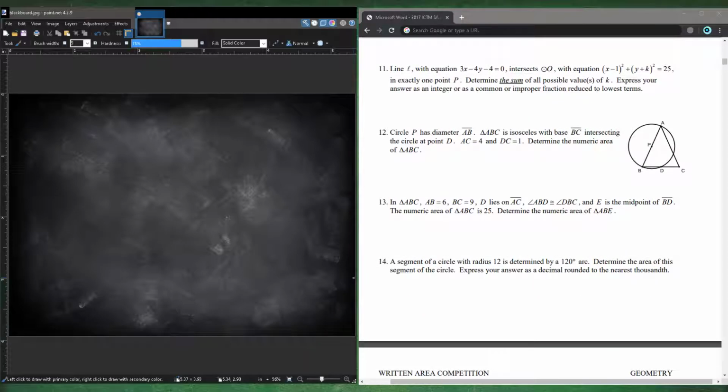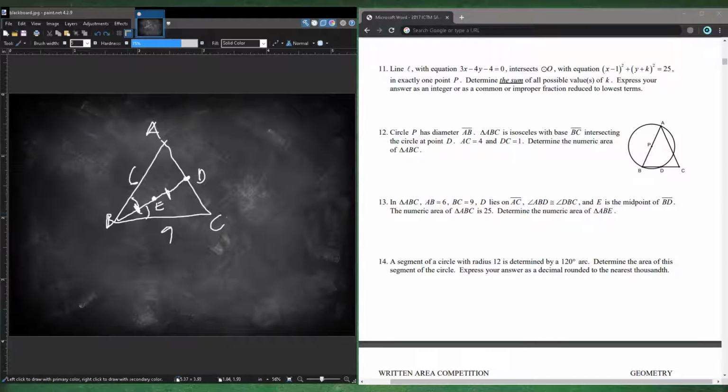Okay. Number 13. In triangle ABC, let's draw this out. A, B, C, where AB is 6 and BC is 9, and D lies on AC such that angle ABD and angle DBC are equal to each other, so these two are the same. And E is the midpoint of BD, so this length is equal to this length because that's the midpoint. The numerical area of ABC is 25. Determine the numerical area of ABE, so this is E. So we have to find this area right here.